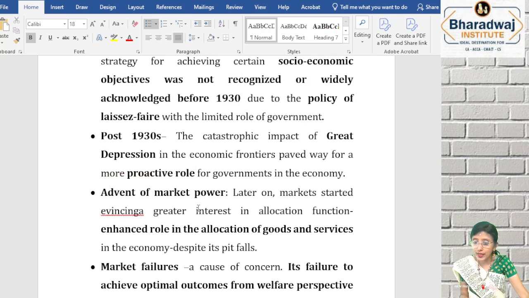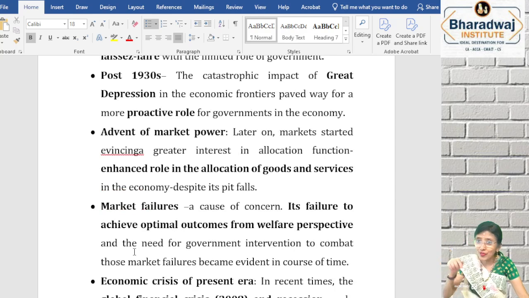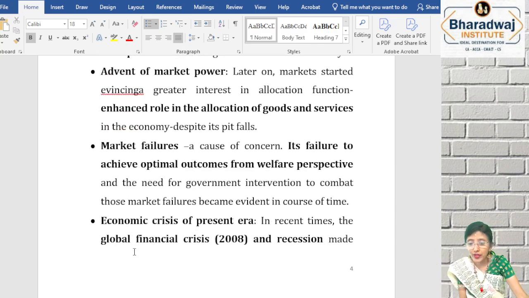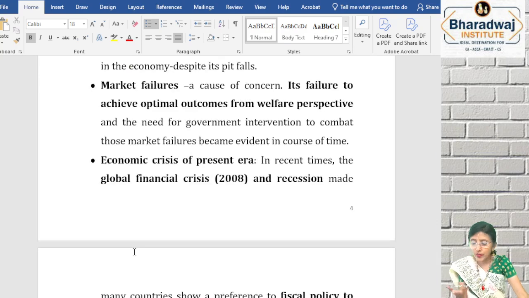Then the advent of market power. Market is known for efficiency and profitability. Then market failure, because it is not optimally allocating the resources, particularly from a welfare perspective. Inefficiency of the market from a welfare perspective is market failure. Please remember, it has nothing to do with profitability and efficiency on that part. Inefficiency from a welfare perspective. Remember that point very clearly, right? And market failure is a very important chapter itself.